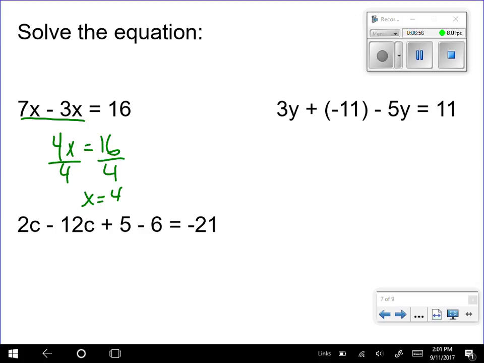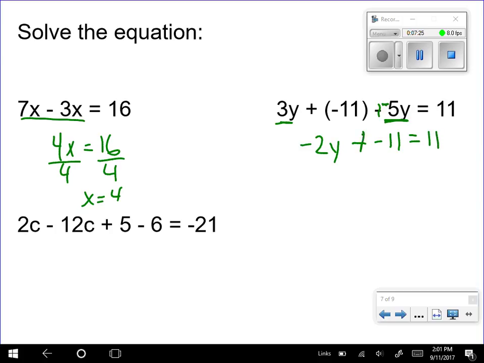Okay? I could check that by plugging it in. 28 minus 12 is 16. So this one, I'm going to combine any like terms I have to simplify. So I might go through and change subtraction to addition and change the sign of the next number. So here, 3y plus negative 5y, I'd have negative 2y if I add my coefficients, plus negative 11 equals 11.